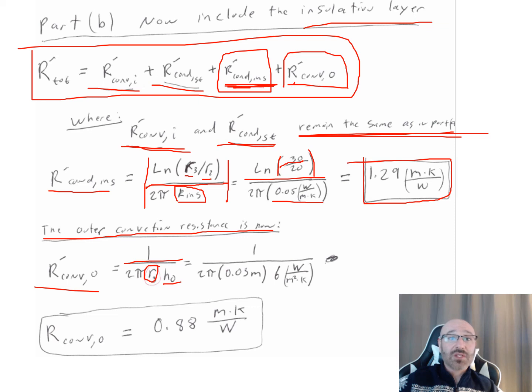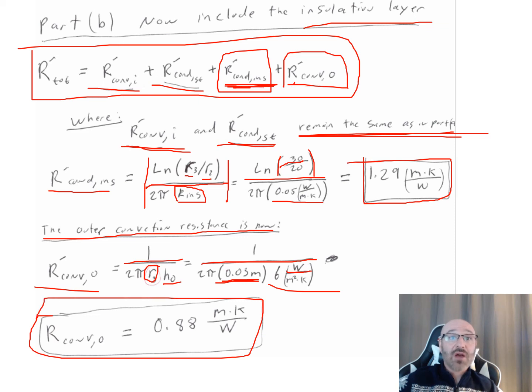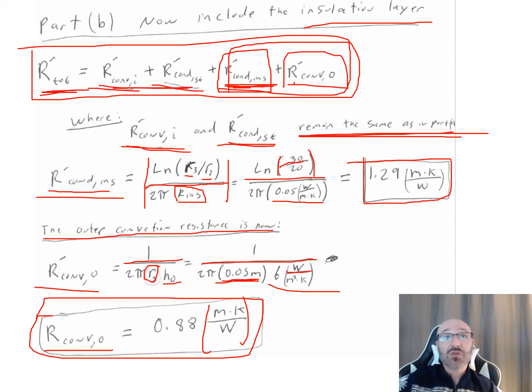So when we plug this in here, we have 1 over 2 pi times that R3. We convert it to meters, so rather than 30 millimeters, we're at 0.03 meters, times our h_o value, which is 6 in units of watts per meter squared times Kelvin. Plug that in, and our outer convection term is now 0.88 meters times Kelvin per watt. So now we have our outer convection and we have our conduction insulation. These two terms at the end of our total thermal resistance can now be added in with those two from part A of the problem.